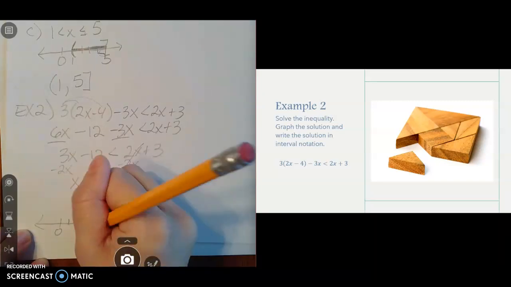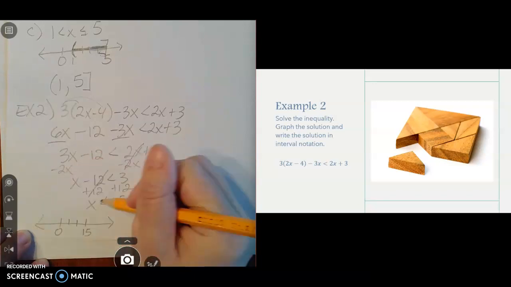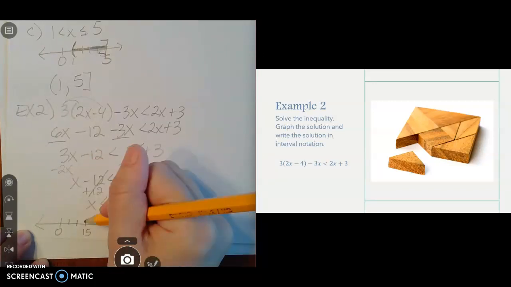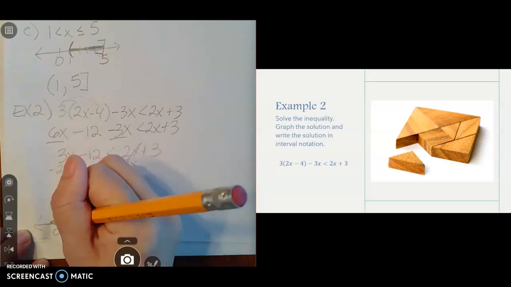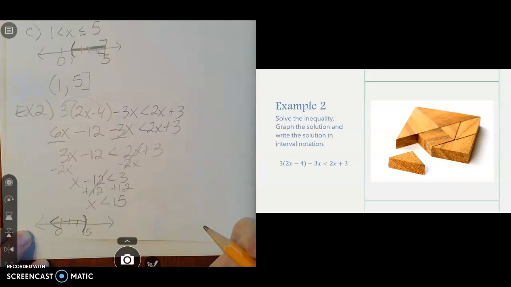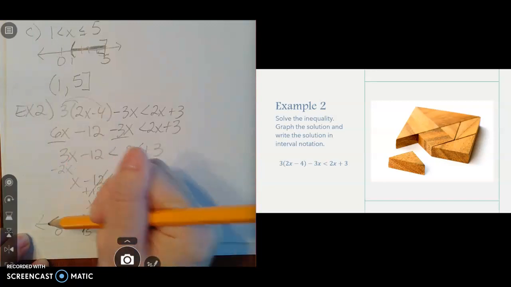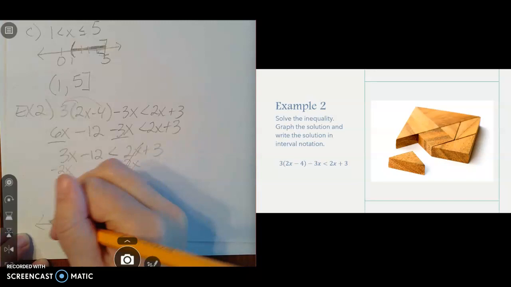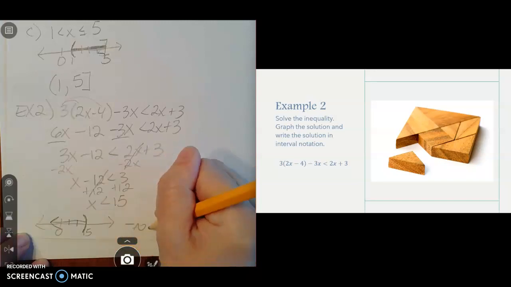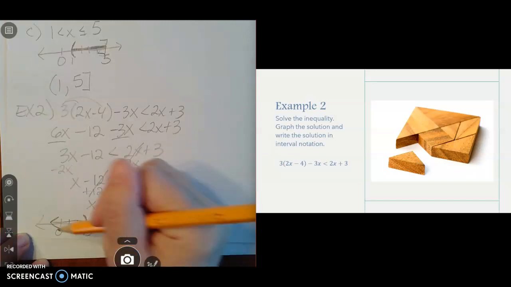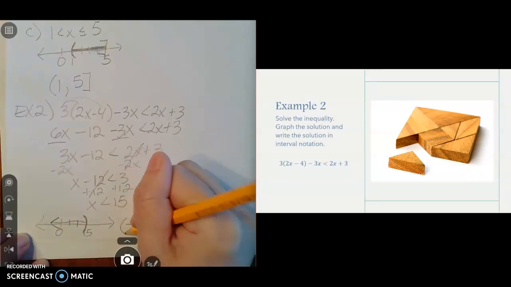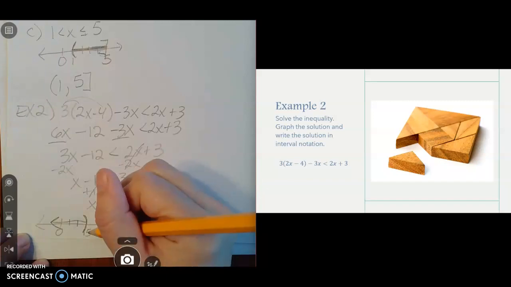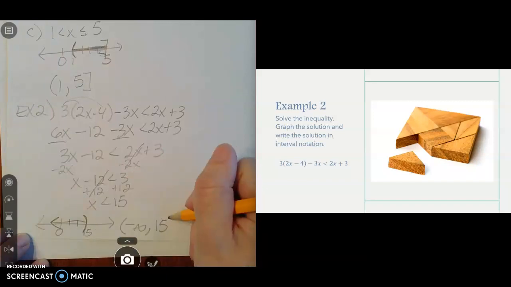5, 10, 15. x is less than 15, so I'm going to have a parenthesis at 15, and I'm going to go to the left. Okay? For the interval notation, you think, how far left did I go? Well, I kept going forever. There was an arrow, so that's negative infinity, comma. How far right did we go? We stopped at 15. The infinity always has a parenthesis, and then the 15 will also have a parenthesis because of it just being less than and not less than or equal to.